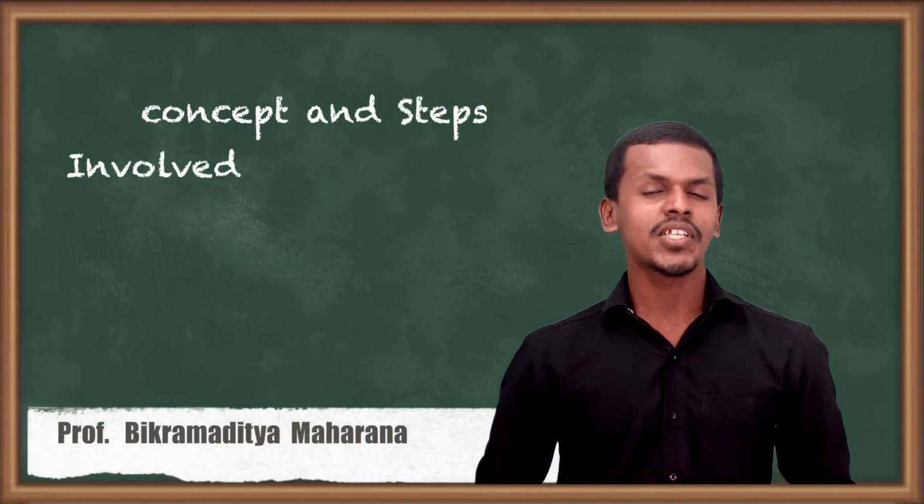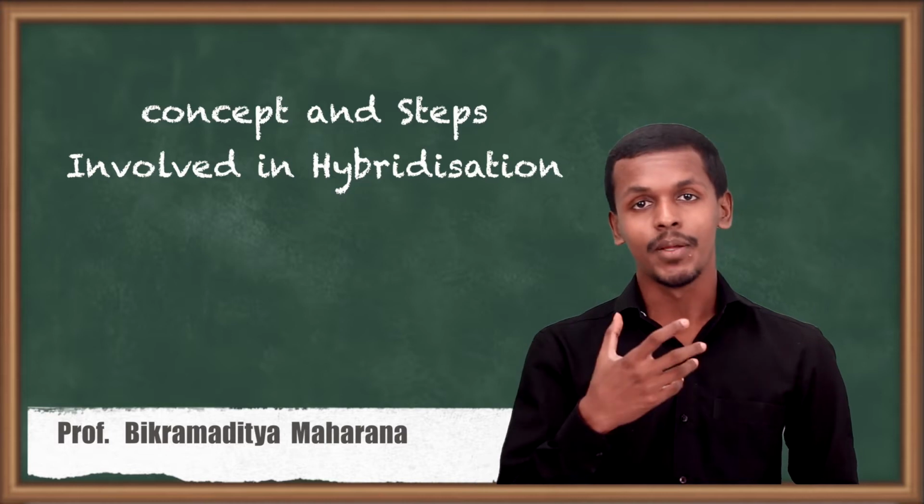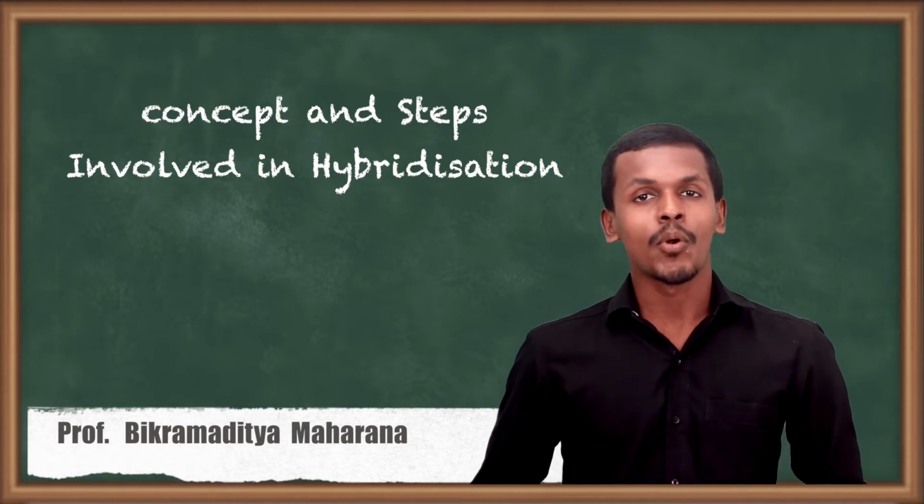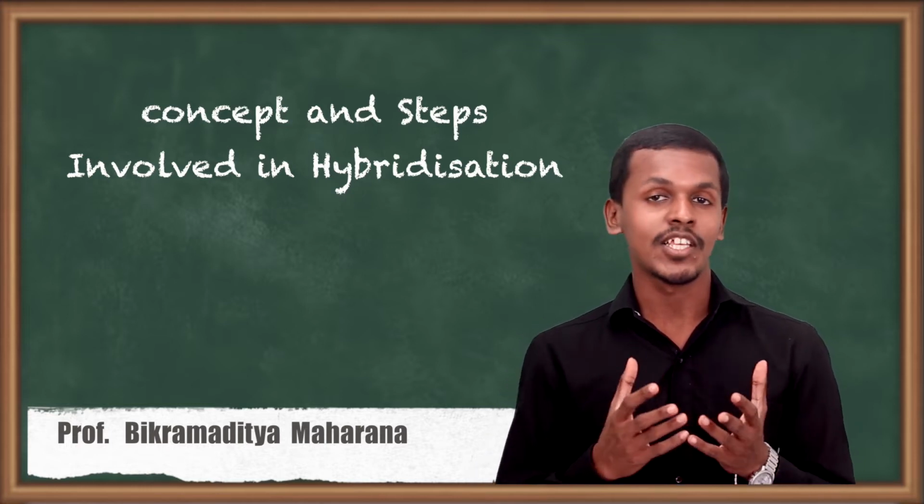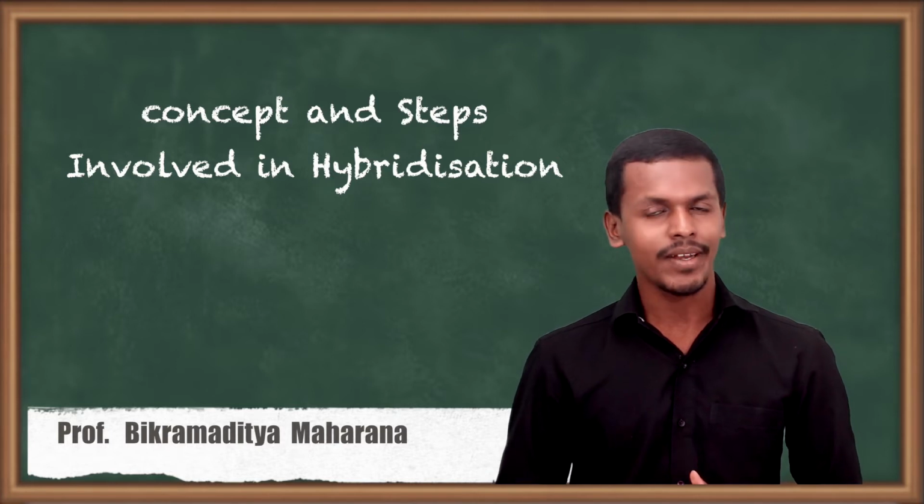Hello friends, in the previous lecture we got to know what valence bond theory is, and this shows us how the bond forms between two different atoms. Based on that, we also discussed which orbitals are responsible for forming the overlap, and that is how a bond is formed between the two atoms.